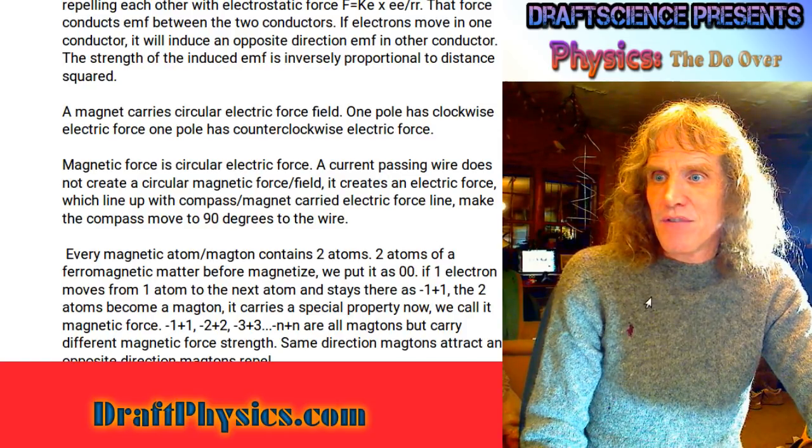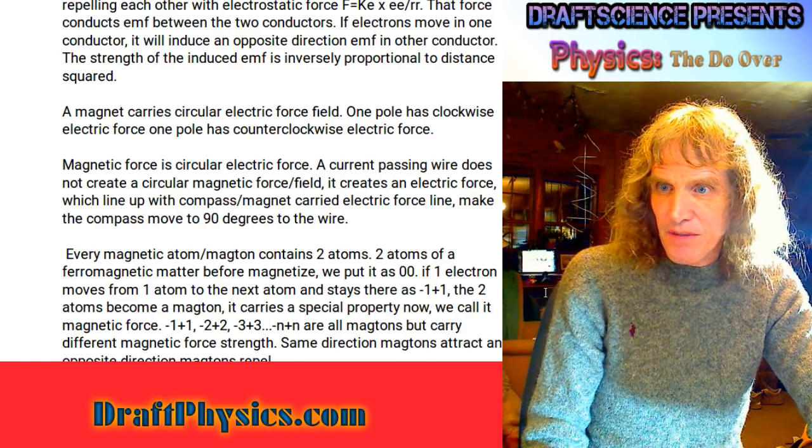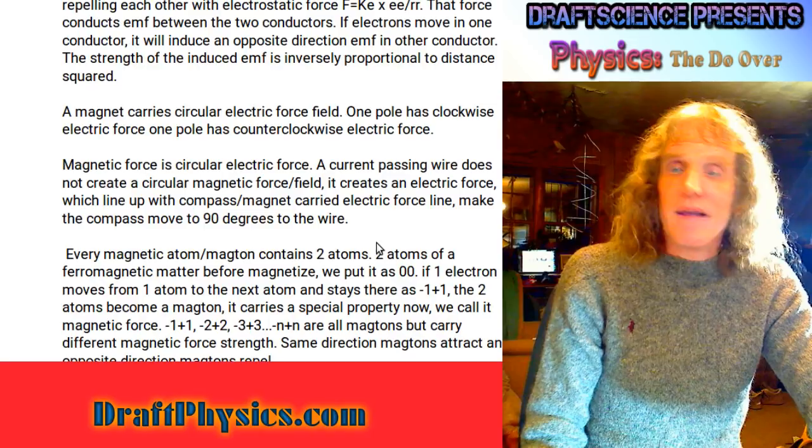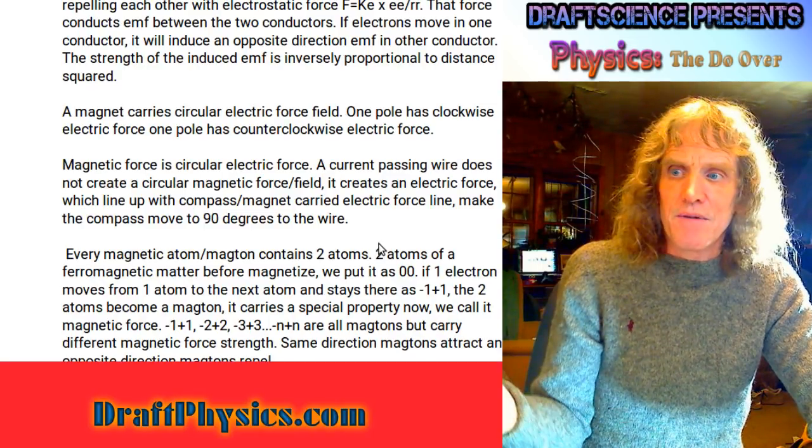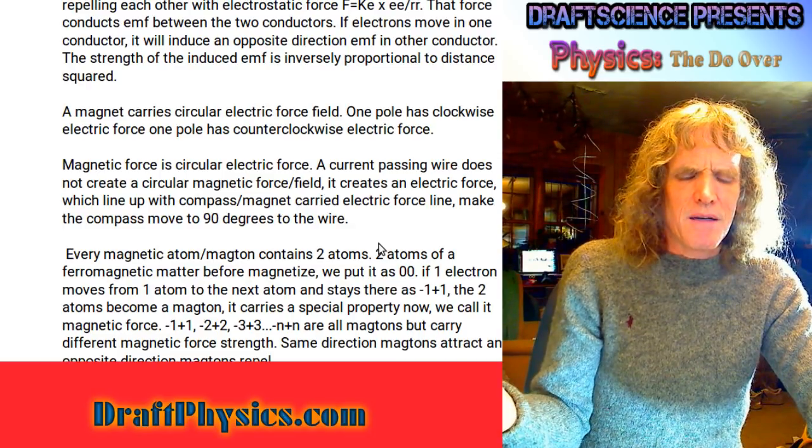The strength of the induced EMF is inversely proportional to the distance squared. Yeah, and the funny part is, though, if you run currents through two of these wires going in the same direction, you'll end up with repulsion, attraction.